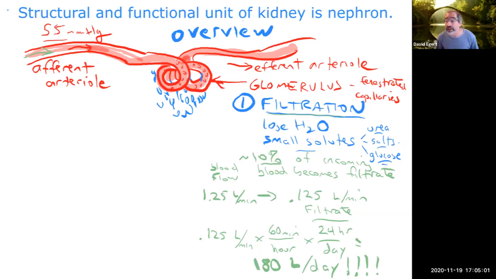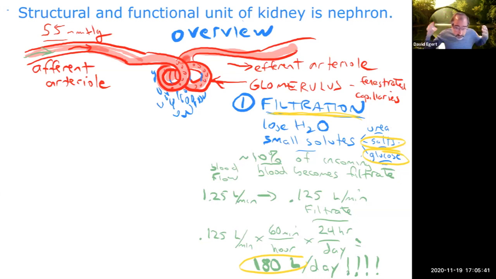All right, 180 liters, that's like 50 gallons or something, right? So this is obviously not your urine. You don't pee out 50 gallons of fluid every day. This is going to have to be mostly reabsorbed back into your body. You're going to have to bring back almost all, like 99% of the water, all of the glucose, and the salts and stuff that you want to keep in your body.